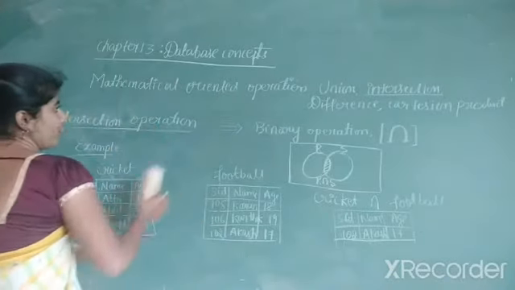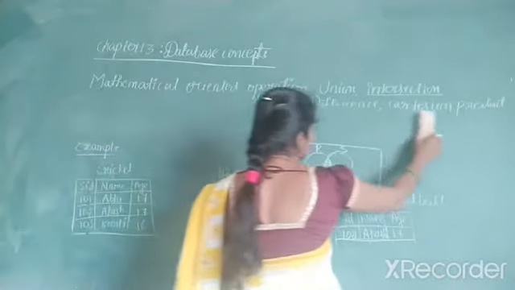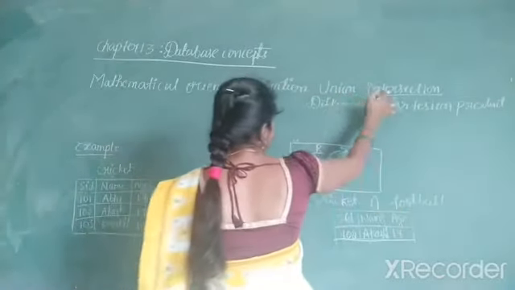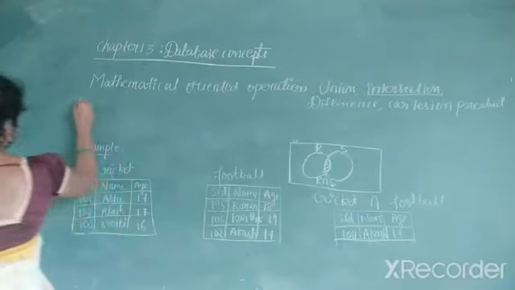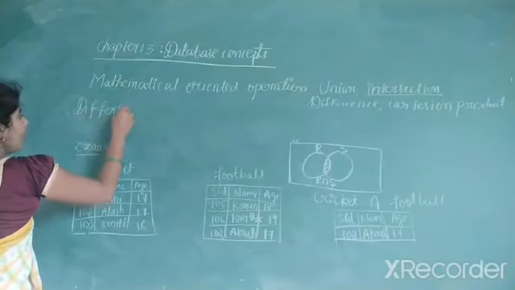Next we have to perform the difference operation. So now you can observe union, intersection. After that, the mathematically oriented one that comes next is which? Difference operation.